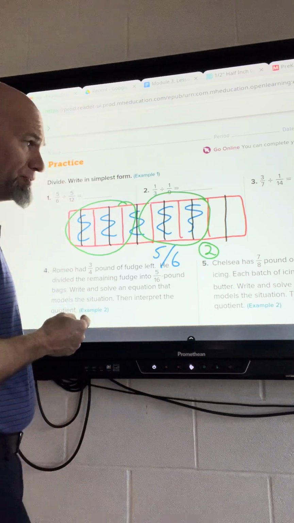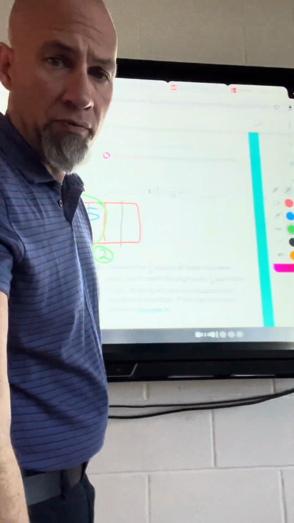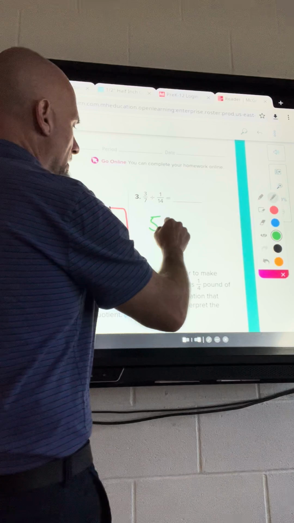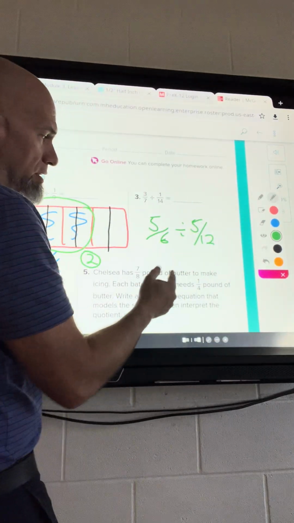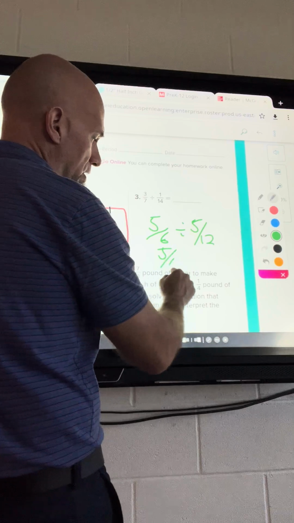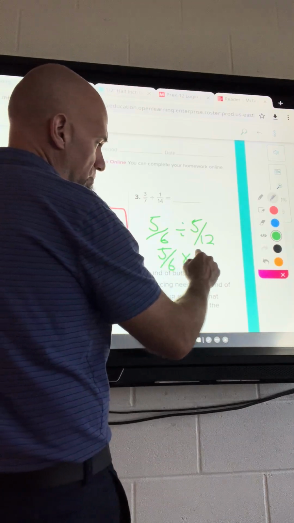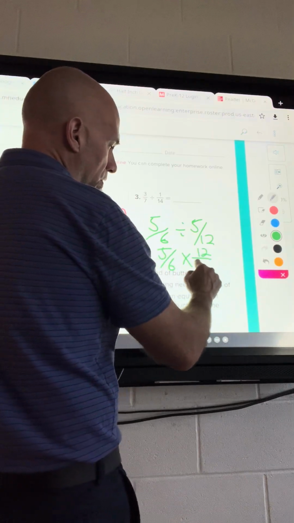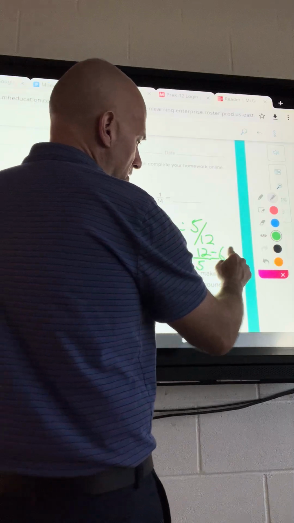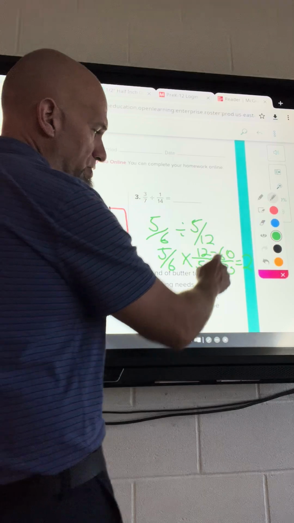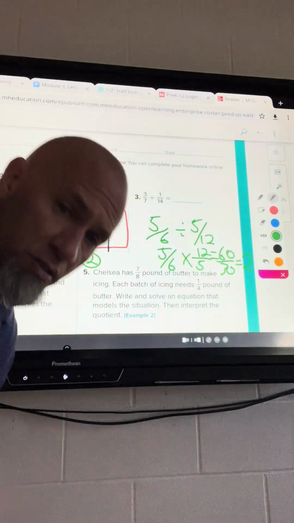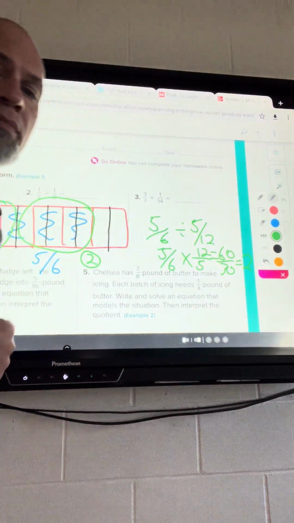Now if we did the algorithm, we'll do that over here. We have 5/6 divided by 5/12ths. What we have done is we've done keep, switch, flip. So we keep 5/6, we change it to multiplication, flip it to 12/5ths. We would get 60/30ths, which is also equal to 2. Remember, 60/30ths is a division problem, 60 divided by 30, and we would get 2.